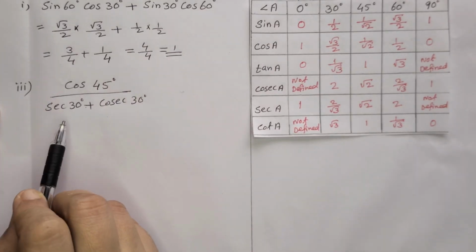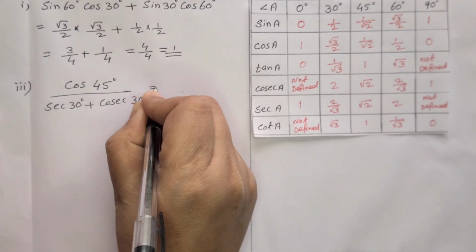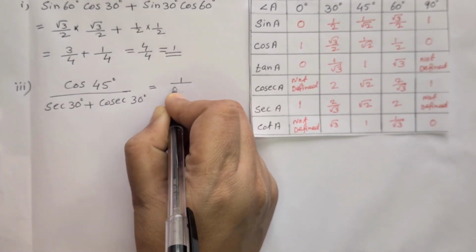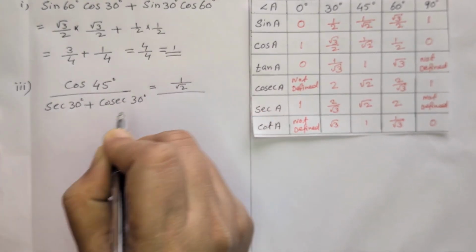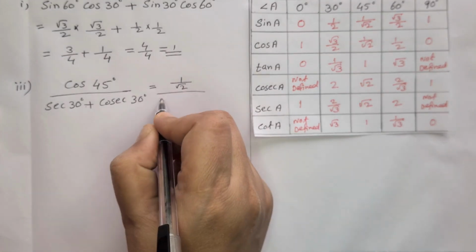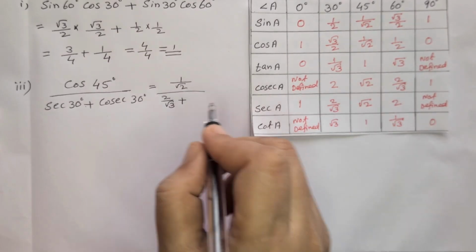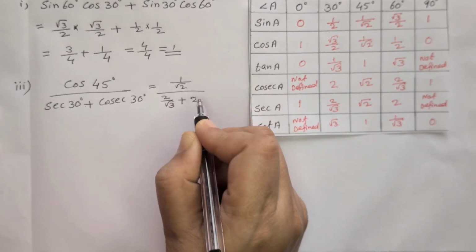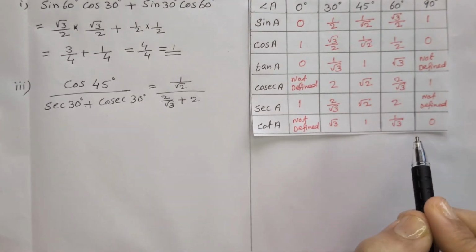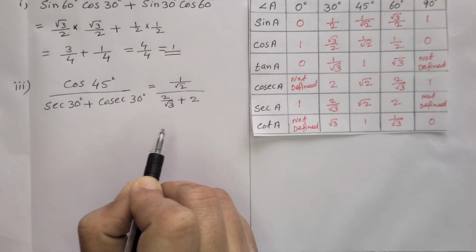Third one, cos 45 by sec 30 plus cosec 30. This we can write as cos 45, that is 1 by root 2, sec 30, 2 by root 3, plus cosec 30, 2. We have to remember all these values by heart. Then to simplify this fraction, we do it the same way.